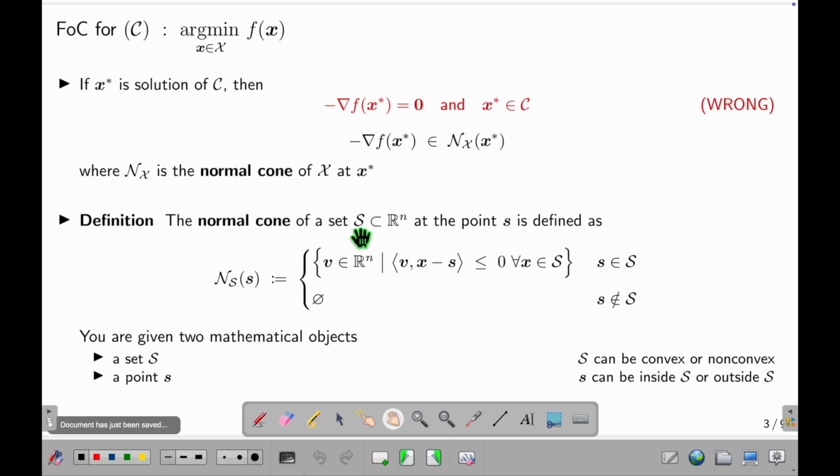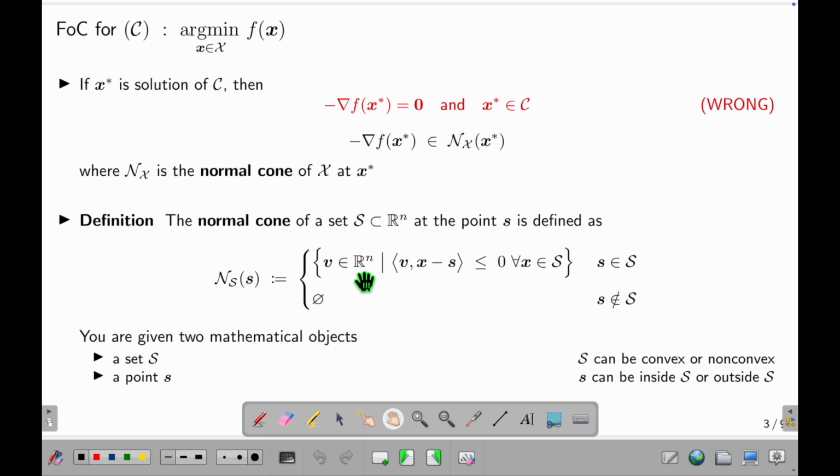So I have a set S, subset of R^n, and then I have a point small s. So normal cone to a set S is defined as this. If small s is not in set S, empty set. If small s is in set S, blah blah blah. What the heck is this? First of all, this is a set. This is all V such that this is true. So this is not a point. This is a set, number one.